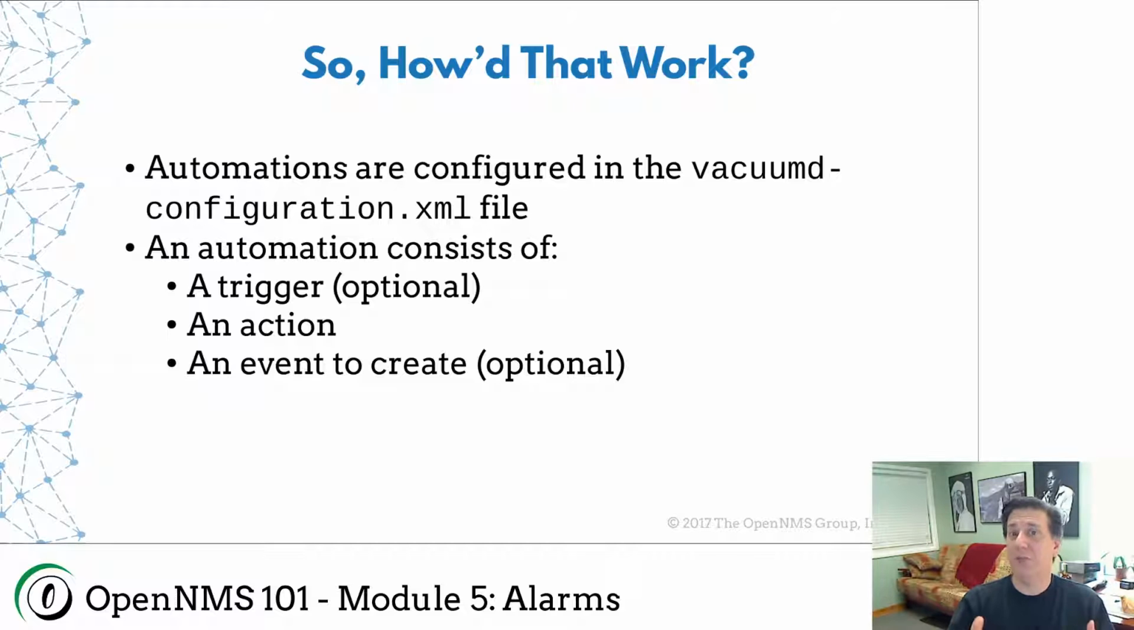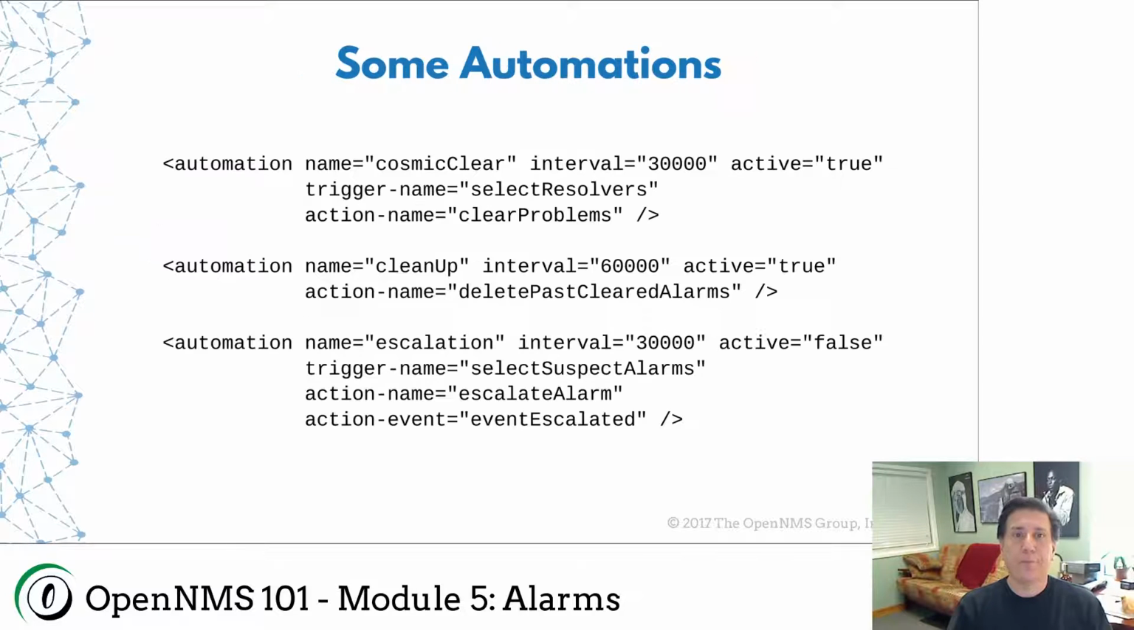And you have to have an action. Every automation has to have an action. And then you can actually create an event, a separate, brand new event, change the UEI, send out a new event whenever an action is performed so that you could notify someone that a particular automation has been done. So here are 3 automations I want to look at.